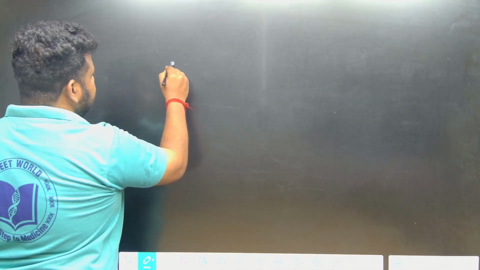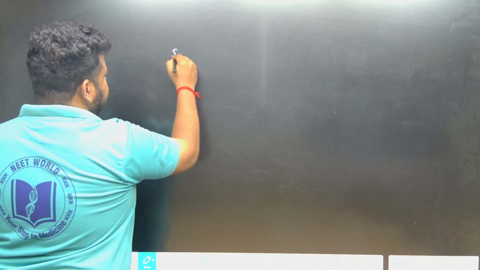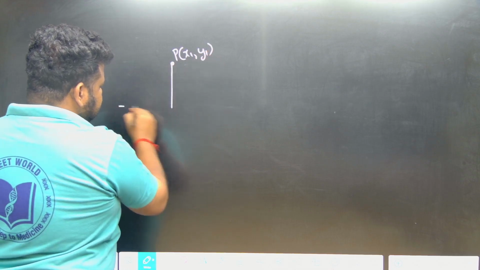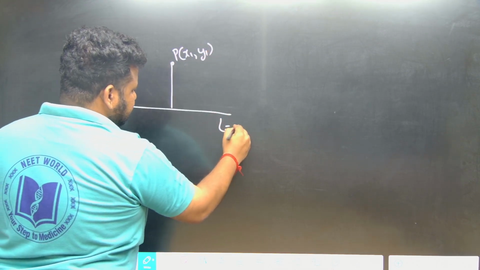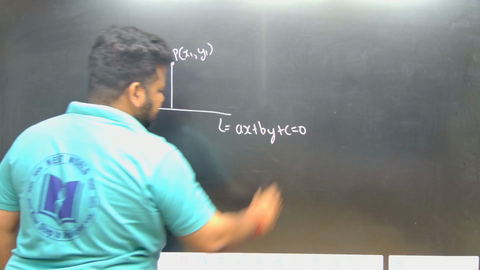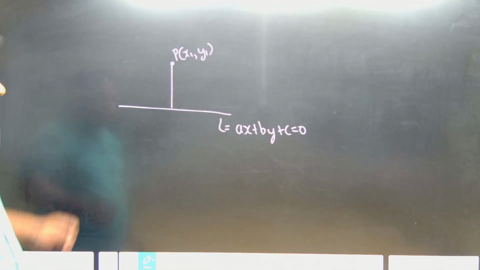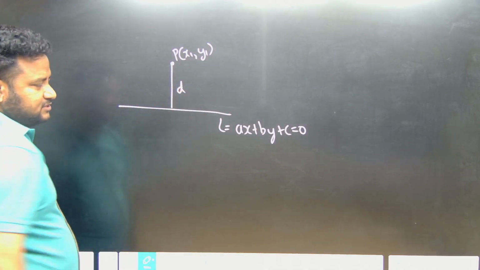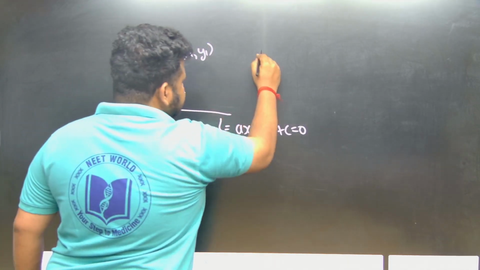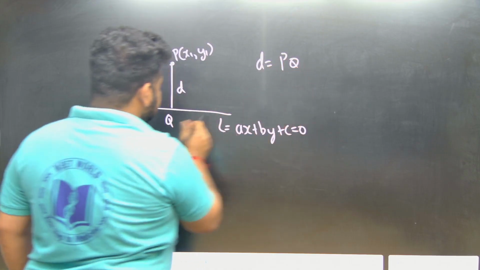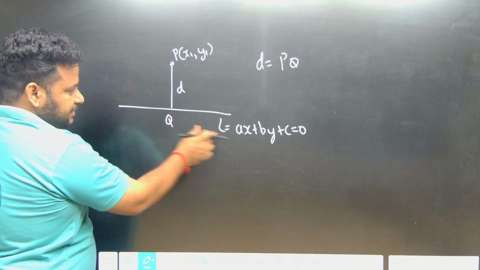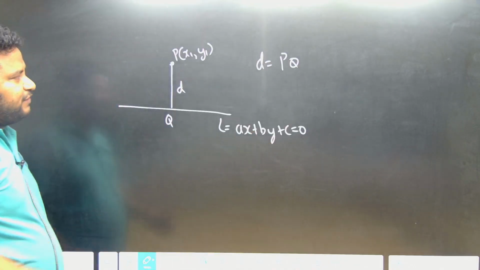Suppose we have a point here, let this point be P of x1 comma y1. Let this line be given by ax plus by plus c is equal to 0. Very important. The distance d is the distance PQ, where Q is the foot of the perpendicular. But the coordinates of Q are not given, they have given only the line equation. So how to find the distance then?